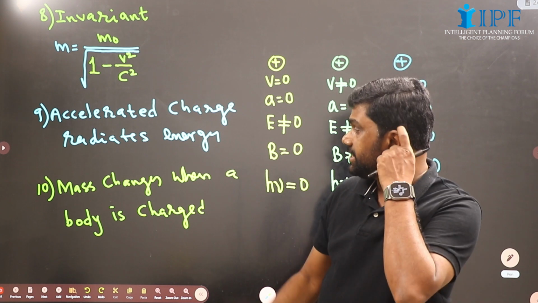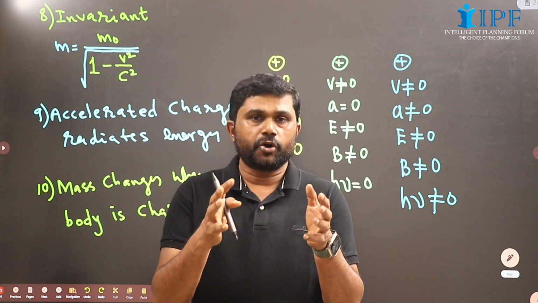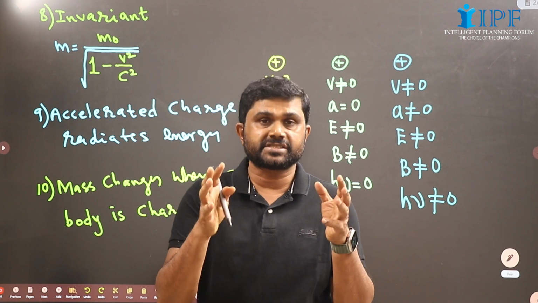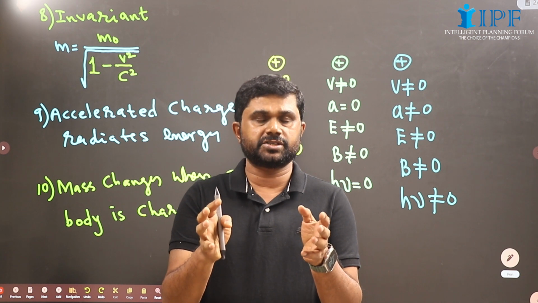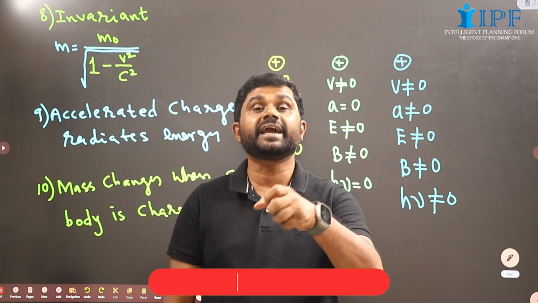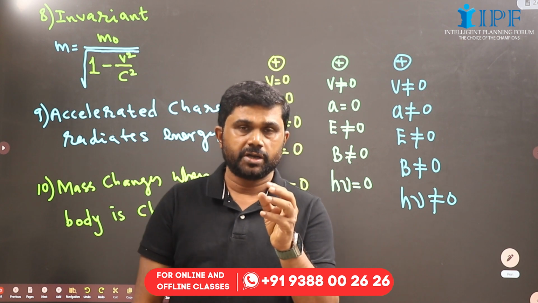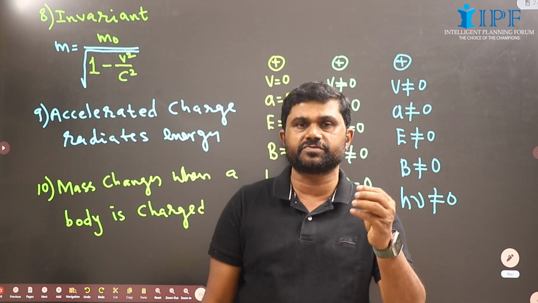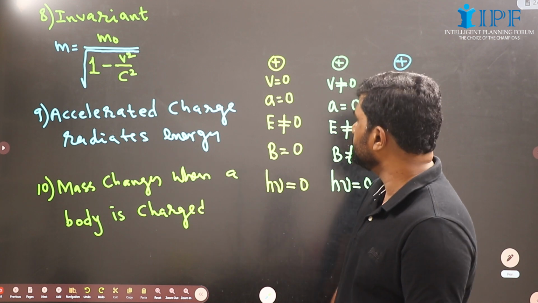Next thing, mass changes when a body is charged. When a body is positively charged, it loses electrons, and when a body gets negatively charged, it gains electrons. So when a body is negatively charged, there will be a small increase in its mass because it gains electrons. When a body is positively charged, there will be a small decrease in mass because it loses electrons. The mass of electrons is very small compared to the mass of protons.